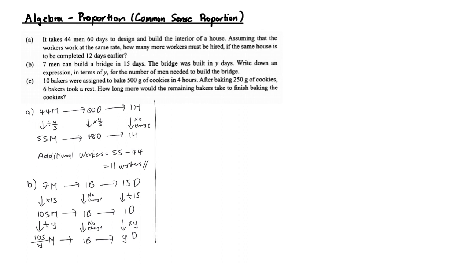Okay, so the number of men needed to build the bridge will be equals to 105 over Y men. That's the answer for B.